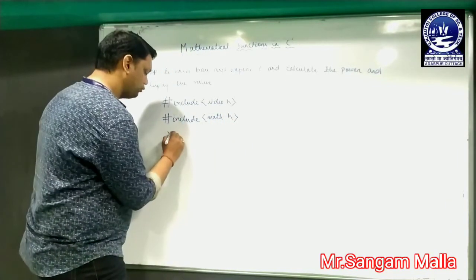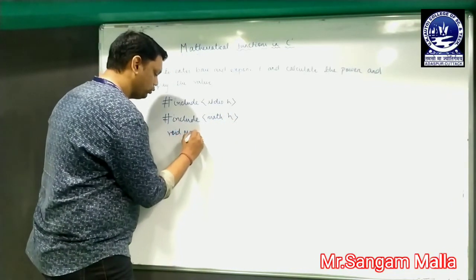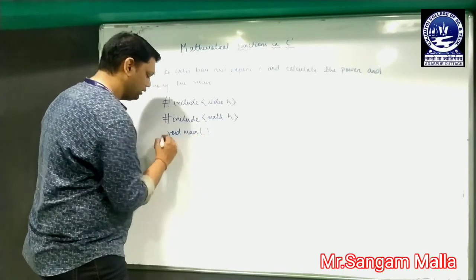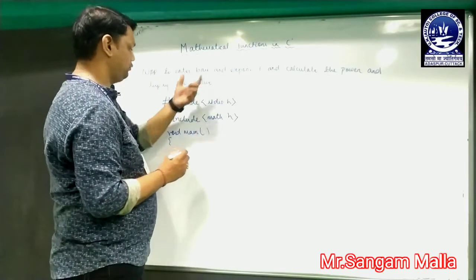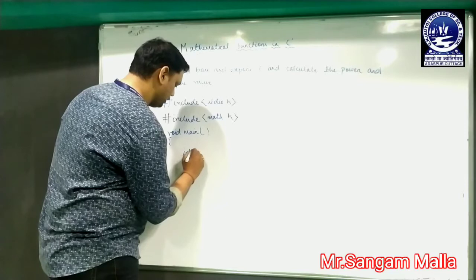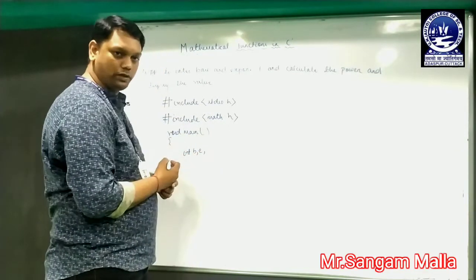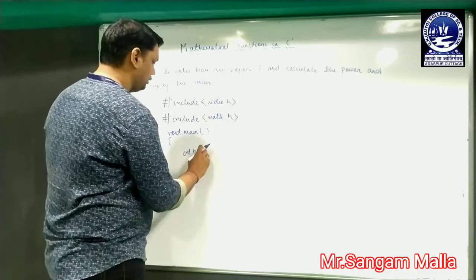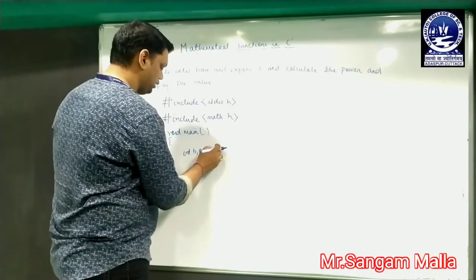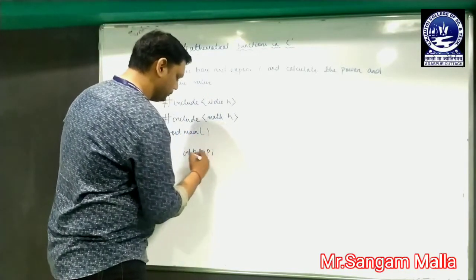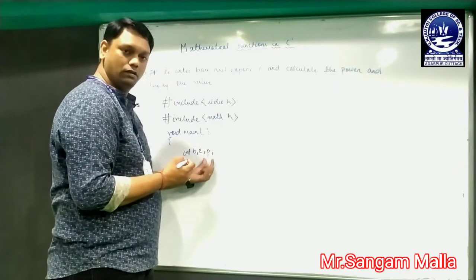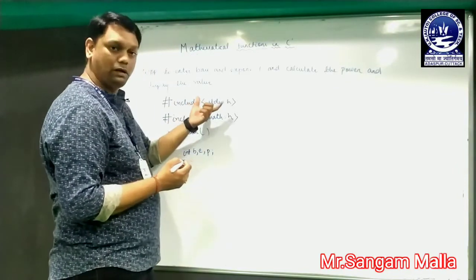Now we have to write void main, because the program execution starts from the main function. Now I have to enter base. Let's say I have taken b for base and e for exponent, and in order to calculate the power of a number, let's say I have written p. So p is a variable which will be calculating the power of the number.